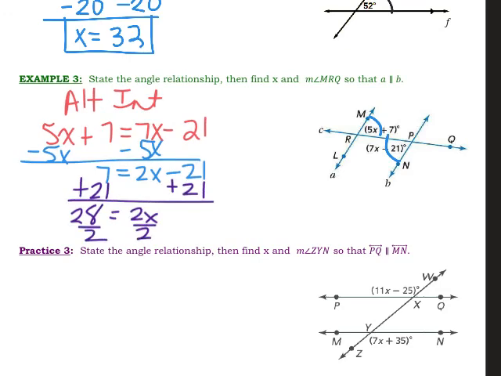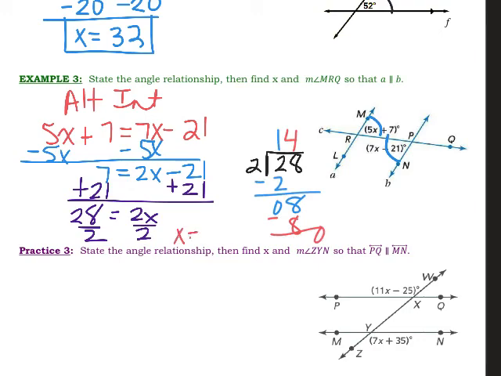And again, some of us may need to come over. So 28 divided by 2. Does 2 go into 2? How many times? Once. So we subtract 2 there. How many times does 2 go into 8? 4. 2 times 4 is 8. 8 minus 8 is 0. So x here is 14.